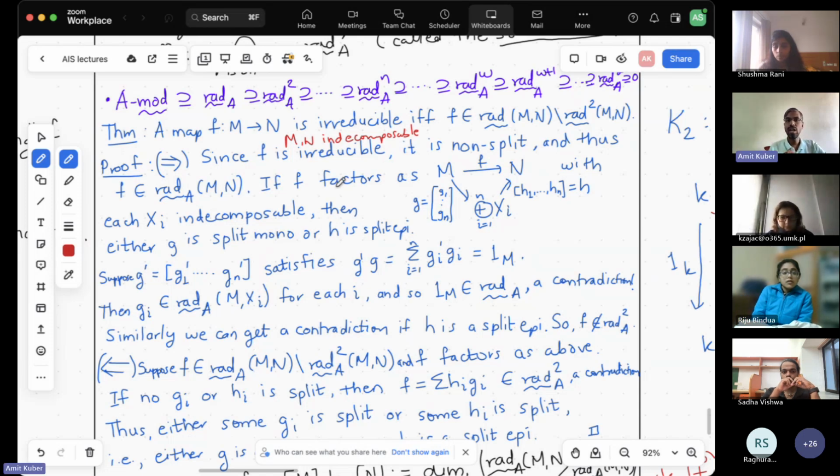Now, because it is irreducible, what do we know? Either this G is a split mono or H is a split epi. Okay. So what will happen now in this case? Suppose G dash satisfies G dash G is equal to identity M. Well, now this is a matrix equation, so a matrix identity. So we write G dash as a row vector and we compute the summation of Gi dash Gi. Then first of all, notice that Gi is in radical. Can you tell me why Gi is in radical?